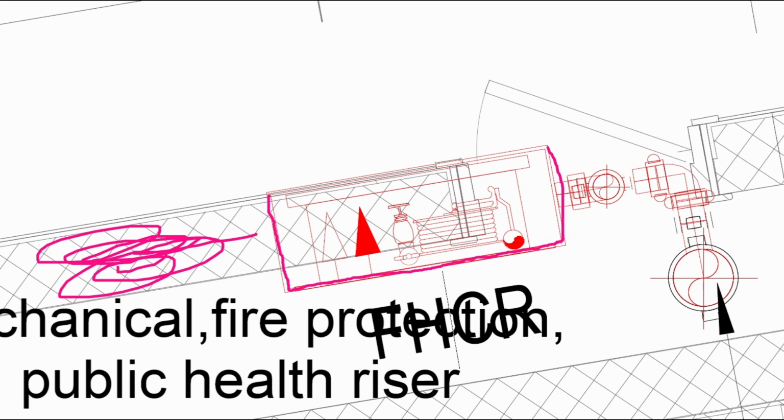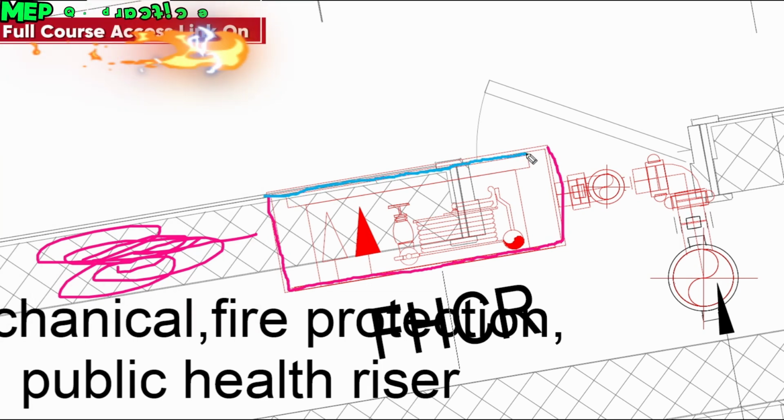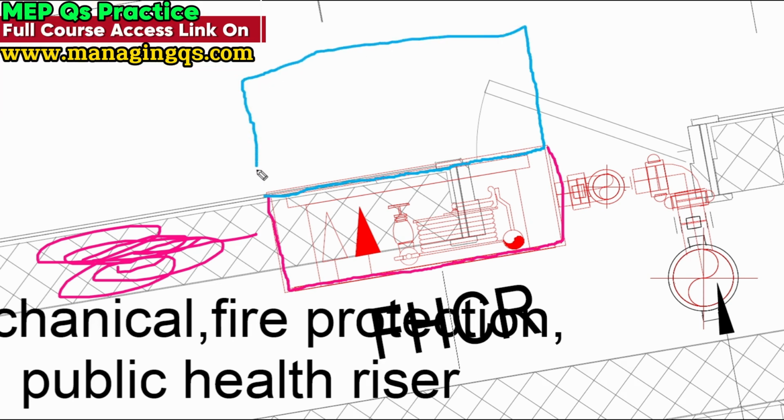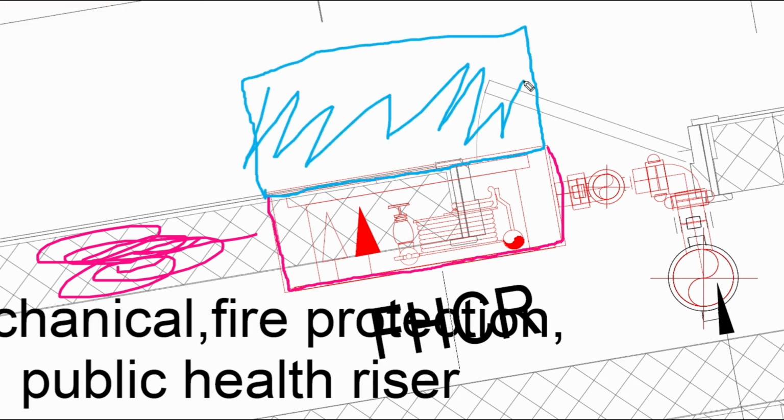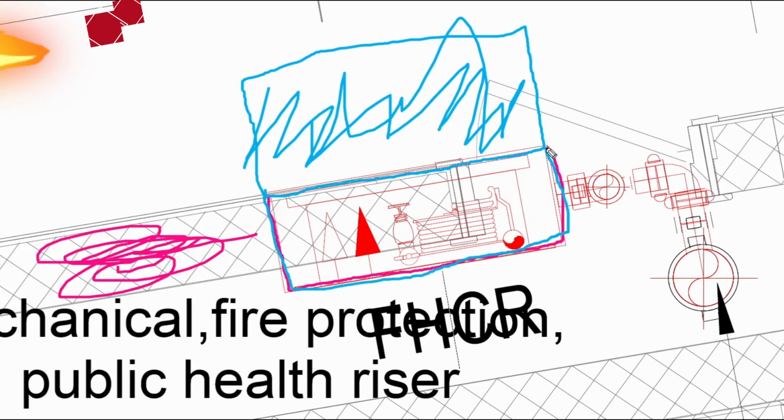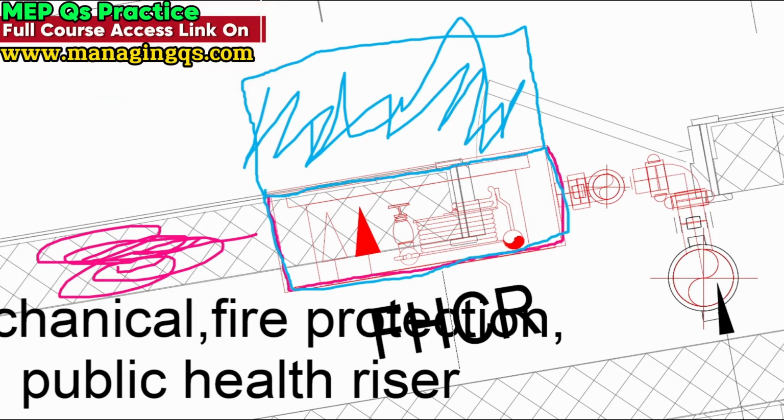Surface means the fire hose cabinet will be fixed in front of the wall. So they will fix it like this. So this is surface mounted. This one is the recess mounted. So this is the main difference between these two types.